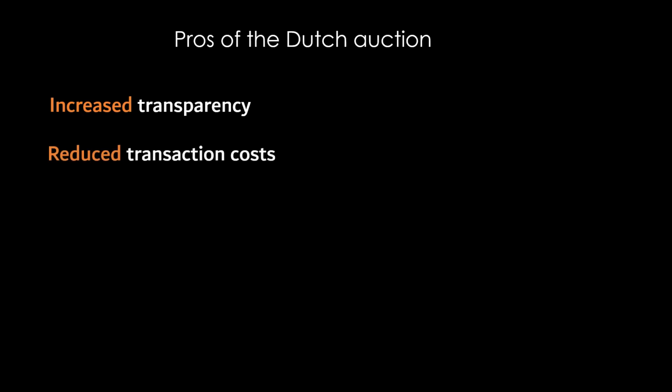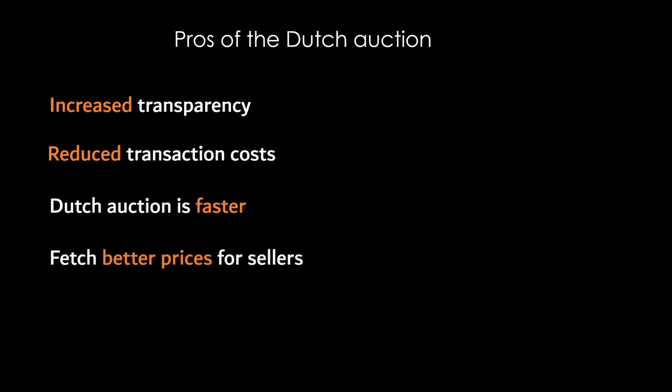Now the good part about the Dutch auction is its increased transparency. Because the Dutch auction is based on the public's bids, there is more transparency in the process. Second is its reduced transaction costs because it reduces the involvement of the underwriters. Third, the Dutch auction is faster because it avoids the bidding war. Also, Dutch auction can fetch better prices for the sellers.